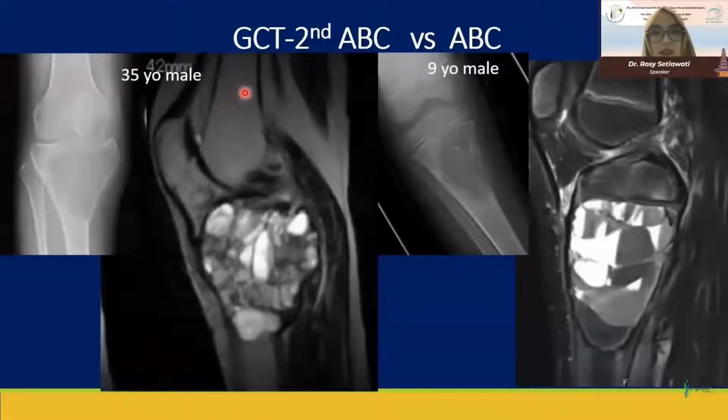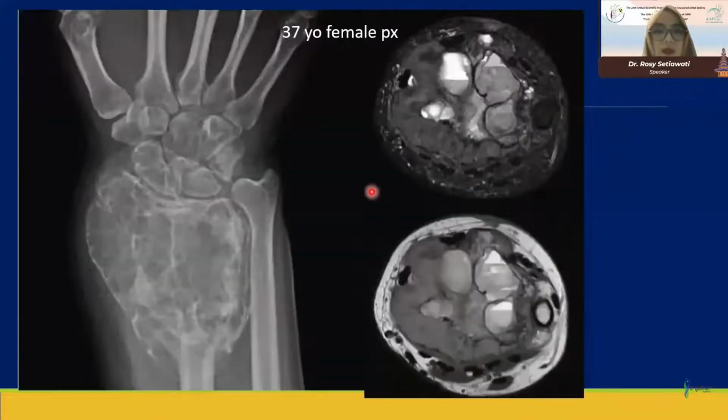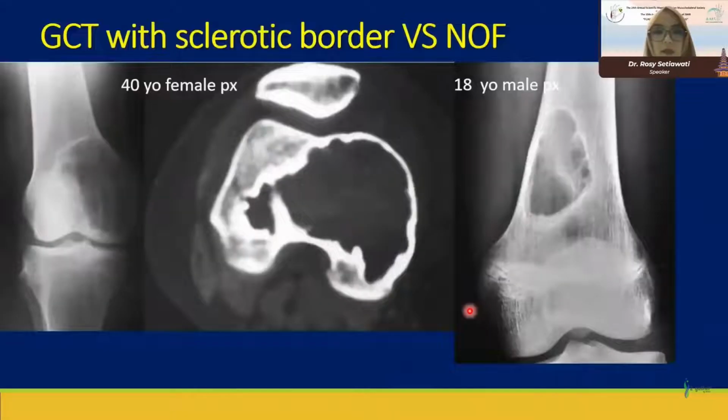And how about GCT with secondary ABC? On MR we can see a soft tissue mass with fluid levels representing the secondary ABC. This soft tissue mass should not be present in a true or pure ABC, so in ABC we can only see the fluid level. In another case, a 37-year-old female patient, we can see a soft tissue mass with fluid level. We can support this as a GCT with secondary ABC.